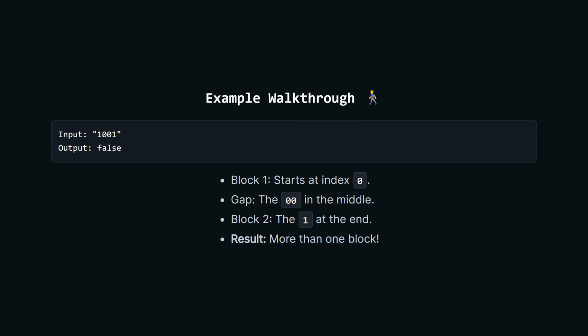Let's look at a quick example. Imagine our string is 1001. We start with a 1, so there's our first block. Then we hit some zeros. The block is over. But then, right at the end, we hit another one. That's a second block of ones. Because there's a gap of zeros between them, they aren't contiguous. So for this input, we return false.